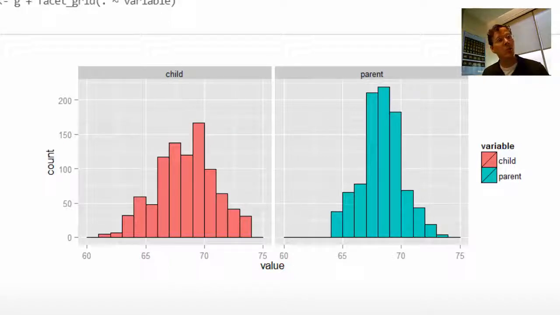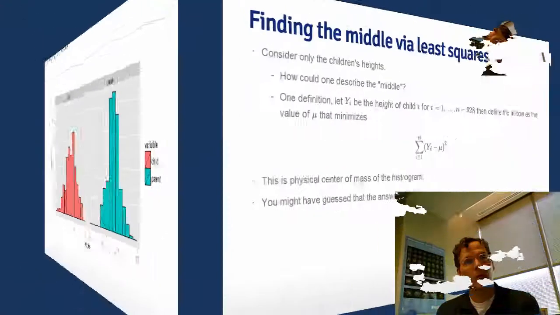I've broken the association between the children and the parents by not doing a scatter plot and only looking at the marginal distribution of the children and the marginal distribution of the parents by themselves. I'd like to use these distributions to introduce least squares, and then we'll build on the bivariate association after that.